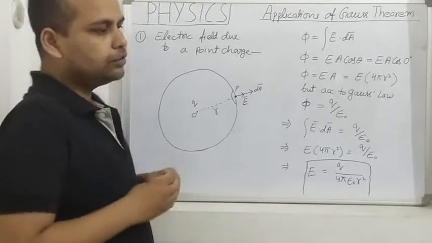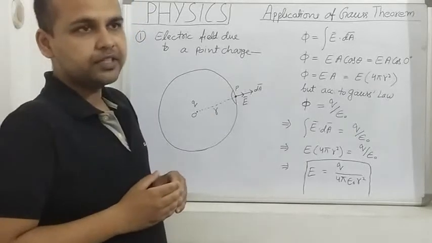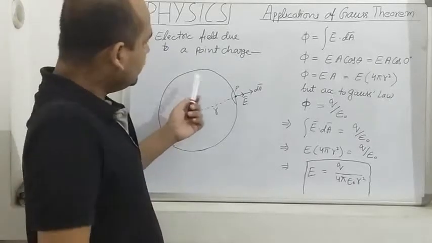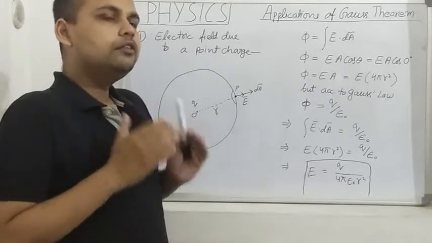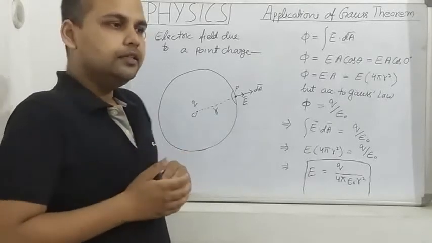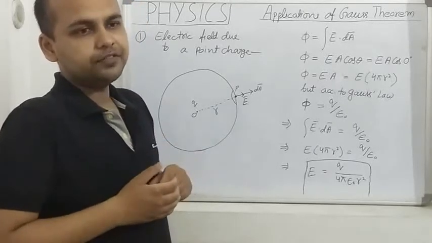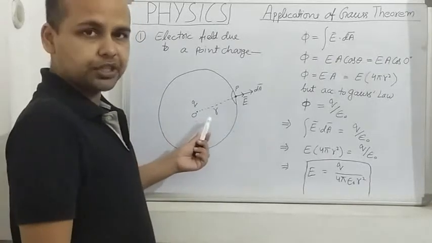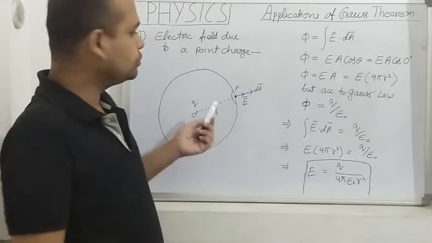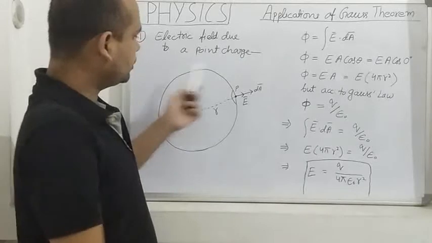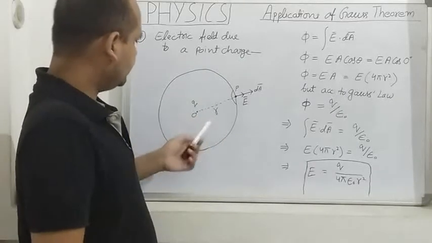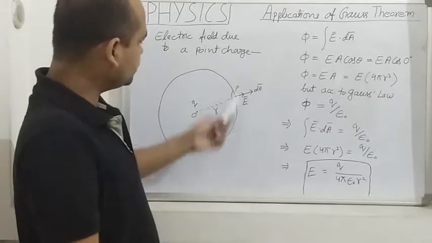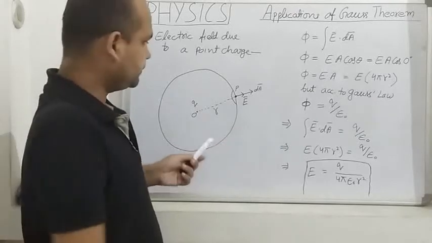So first of all, we will draw a Gaussian surface which will enclose the source charge. And I have told you, we will choose the Gaussian surface in such a way that the shape of the surface should be in symmetry with the source charge. Here it is a point source charge, so the Gaussian surface which we will choose will be a sphere, because the sphere will act as a symmetry with this point source charge. So we have chosen a Gaussian surface which is a sphere.